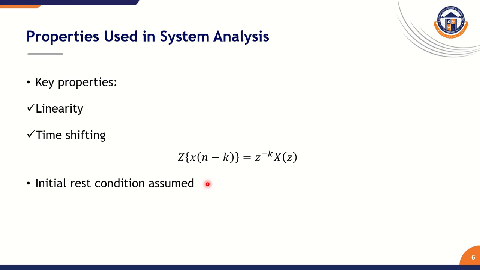Let us look at the important properties used in system analysis. While analyzing a system, we mainly use two properties: linearity and the time shifting property. According to time shifting, Z of x of n minus k equals z power minus k into capital X of z. We always assume the system is initially at rest.